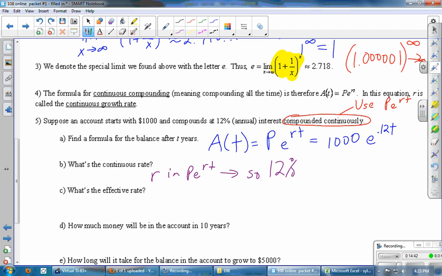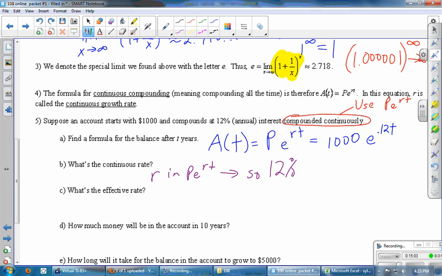The effective rate we've got to do work for, because to say that we're getting 12% interest is kind of misleading. To say 12% makes it sound like you're just getting 12% annual interest once at the end of the year. But we're getting 12% interest continuously, a little bit of interest at every moment of the year. So we want the effective rate.